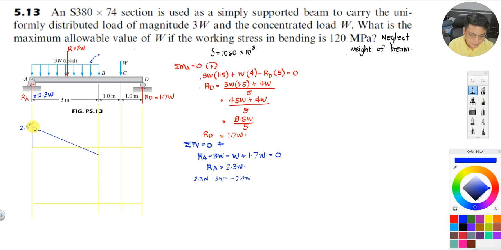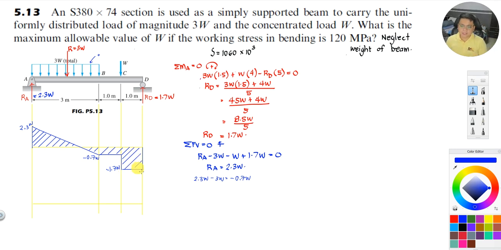Okay, so from there, this is negative 0.7 of W. There is no other force after that, and then again minus W, so that is negative 1.7 of W. No other force between 2 and then 0. Okay, so this is now the shear diagram for this beam.